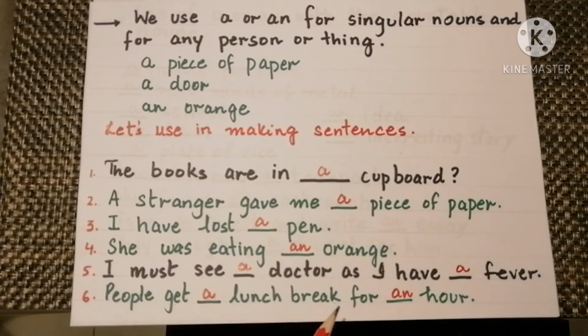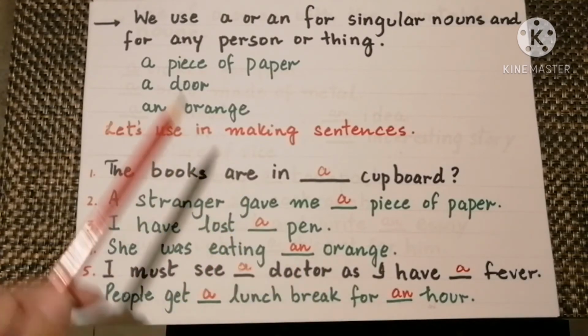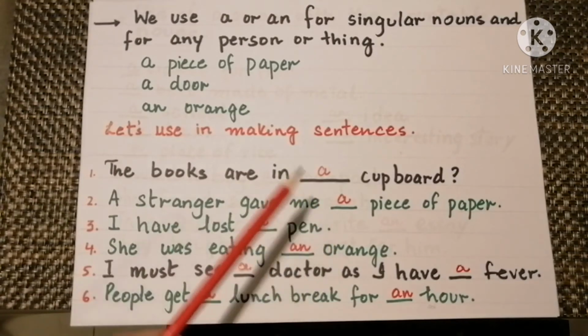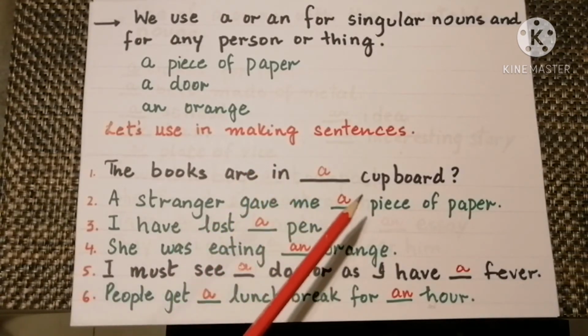People get a lunch break for an hour. Although H is a consonant, this word sounds like it starts with a vowel, so we use an for that. You have noticed that we are using a or an for a singular noun.